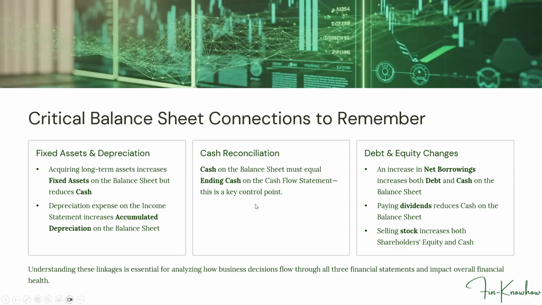Because the cash on the balance sheet as of today must be consistent with the ending cash on the cash flow statement. So at the end of the year, a key connection between the statement of cash flows and the balance sheet is that what's on the balance sheet at the end of the year must be consistent with what's recorded as the closing cash, or the ending cash, on the cash flow statement, right?